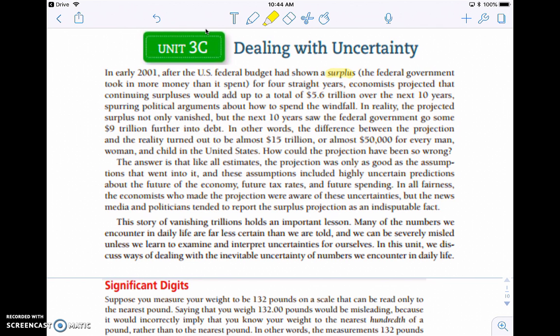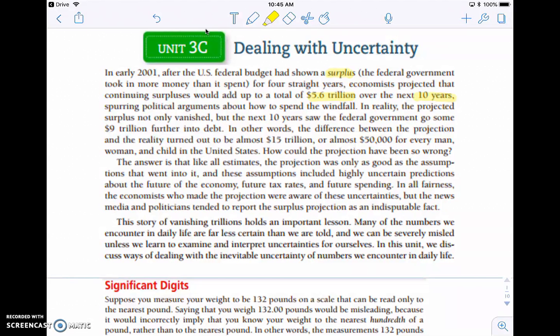It had shown that for 4 straight years, and the economists projected that continuing surpluses would add up to about $5.6 trillion over the next 10-year period. And this created some arguments in politics, but that's irrelevant as far as what we're trying to get at here.